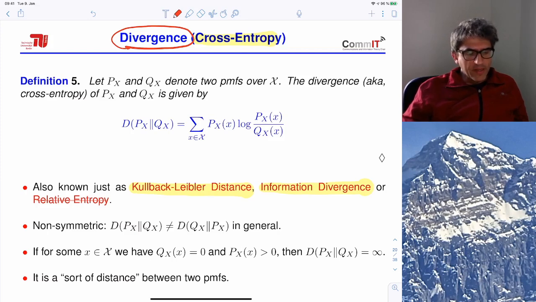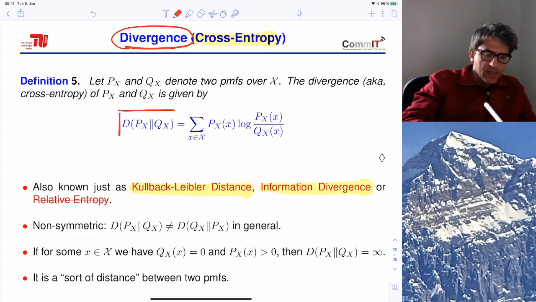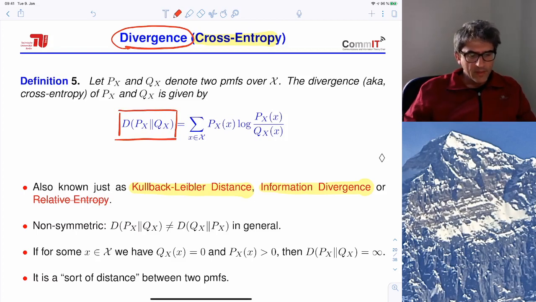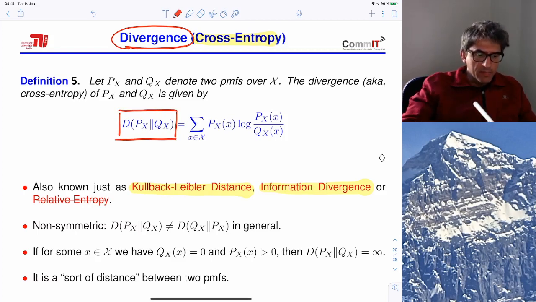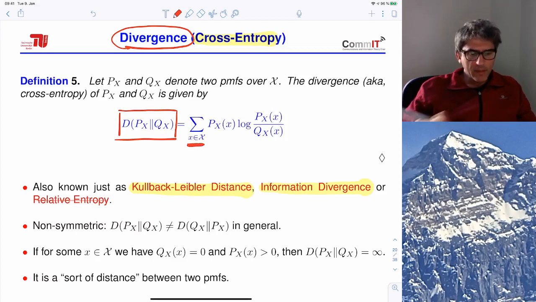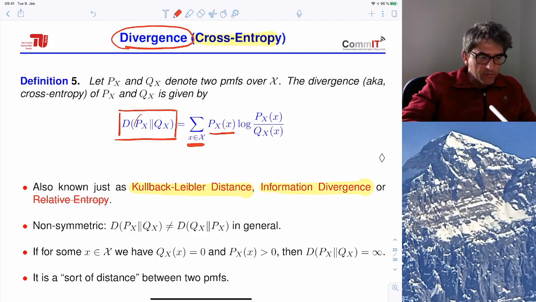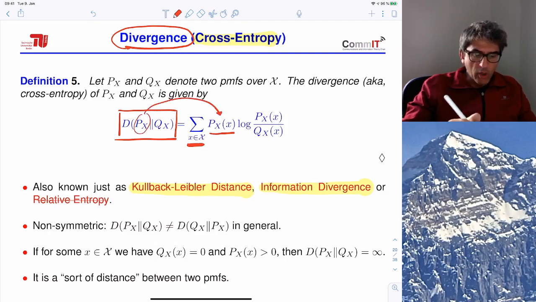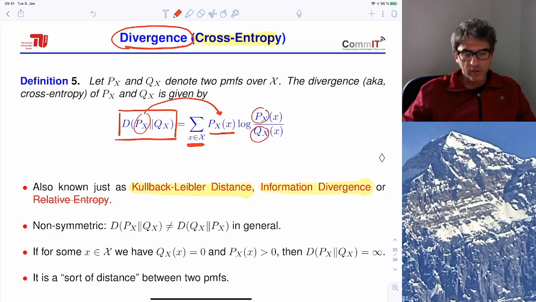So the divergence is defined as follows. We have two PMFs over the same alphabet, P and Q. And the divergence, written as D of P double bar Q, is the sum over all the elements of the alphabet of the probability mass function in first position times the logarithm of the ratio of the probability mass function in first position divided by the probability mass function in second position. Okay.